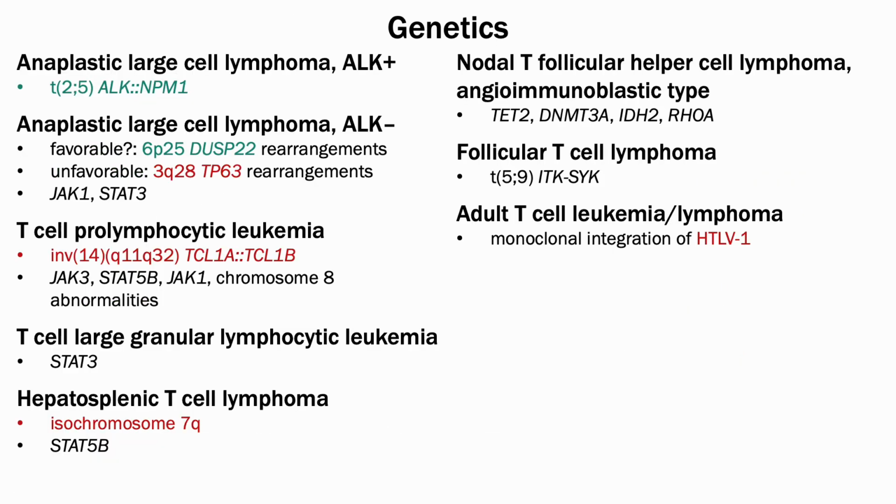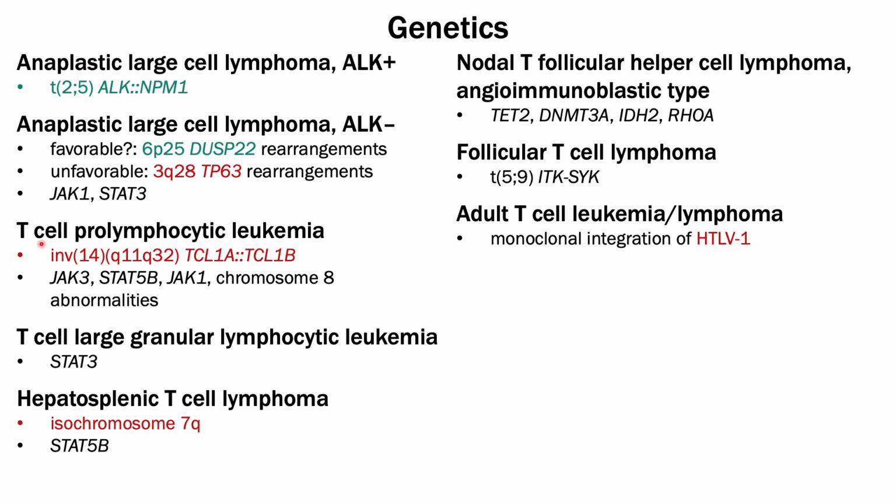There are a handful of T-cell lymphoma mutations that are probably the most characteristic. You see the t(2;5) ALK-NPM1 rearrangement in ALK-positive anaplastic large cell lymphoma, which has a much more favorable prognosis than ALK-negative anaplastic large cell lymphoma. It's not entirely clear that DUSP22 rearrangements are really favorable in ALK-negative ALCL, but TP63 rearrangements are unfavorable.